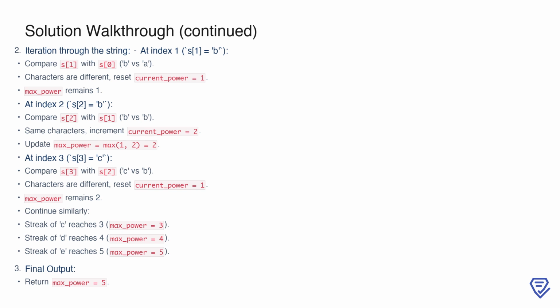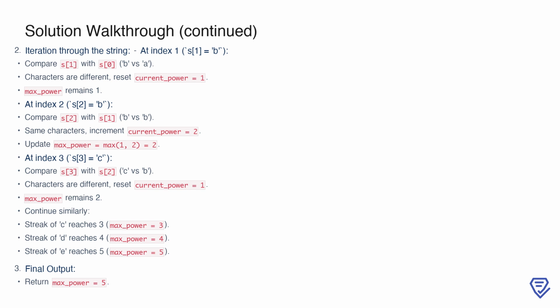At index 2, the character is again b, which matches the character at index 1. This gives us a streak of 2 b's, so current_power is incremented to 2, and max_power is updated to 2. At index 3, the character c is different from b, resetting current_power to 1. The max_power remains 2. As we continue iterating, we find a streak of 3 c's, which updates max_power to 3.